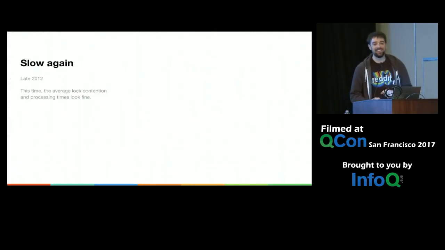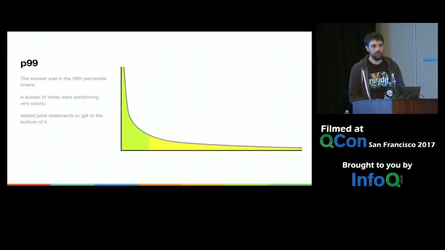Not really. So late 2012, just a few months of respite, we started seeing the vote queues slowing down again. The lock contention time was okay in the average, and the processing times looked okay in the average. But then we looked at the P99s, the 99th percentile of those timers, and we were seeing that there were some votes that were going really poorly, and that was interesting. So we had to dig in and just start putting print statements in to see what is going on when you're taking over this amount of time. It's pretty dumb, but it worked.